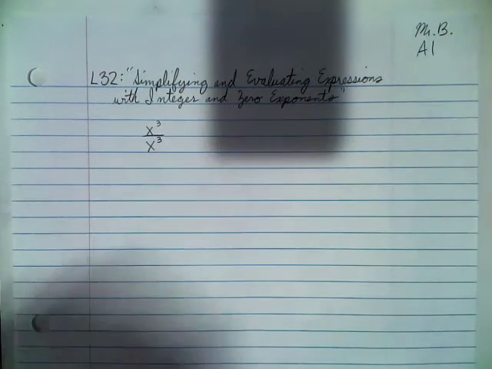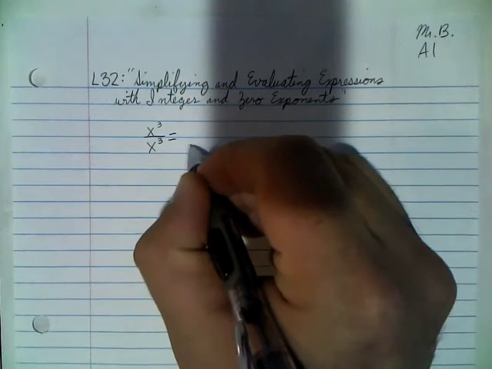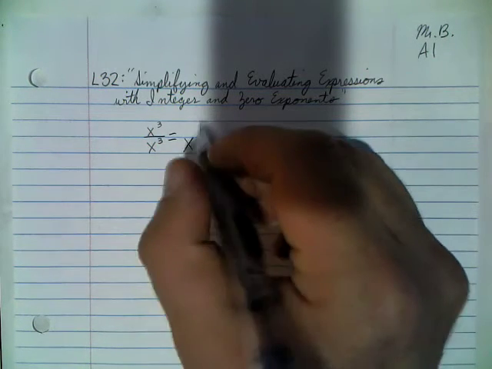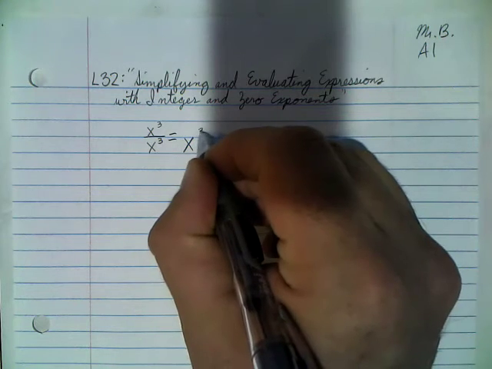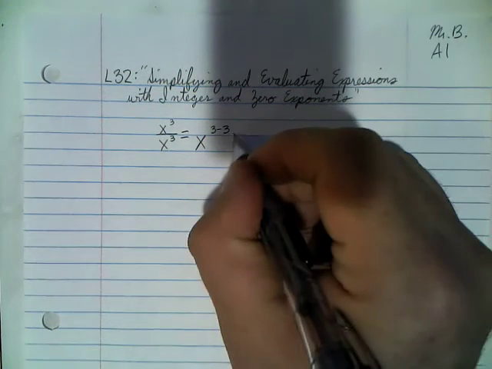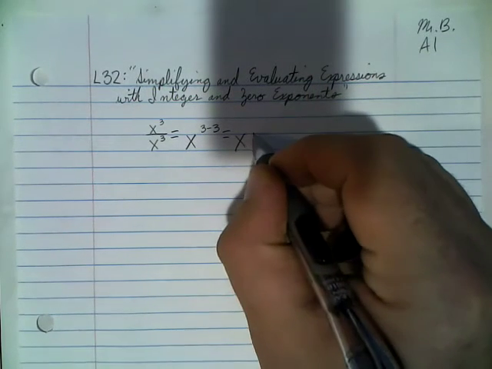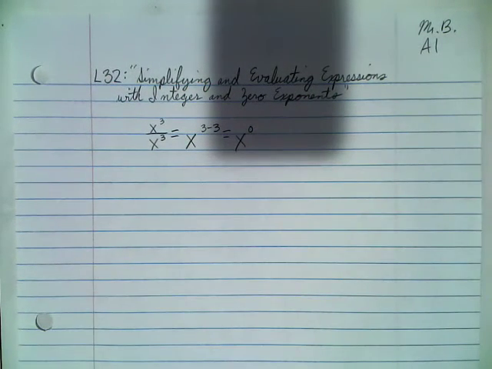So let's consider x to the power of 3 over x to the power of 3. We should know that when we divide powers, we can instead subtract their exponents. So x to the third power divided by x to the third power is really x to the power of 3 minus 3. Now 3 minus 3 is very easy to do. It's 0.